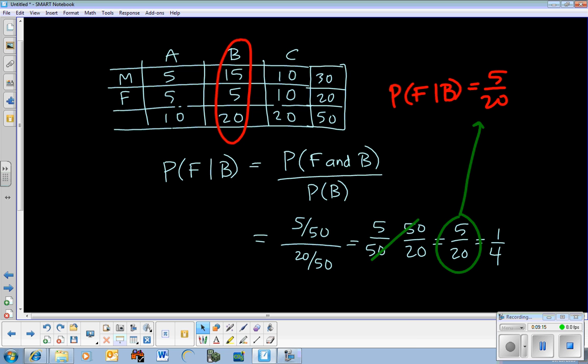which is 1/4. So like I said, you're not going to actually use this formula if you're given a two-way table, because the info is all right out in front of you. But this formula is important, and I just wanted to confirm for you that it actually worked out.